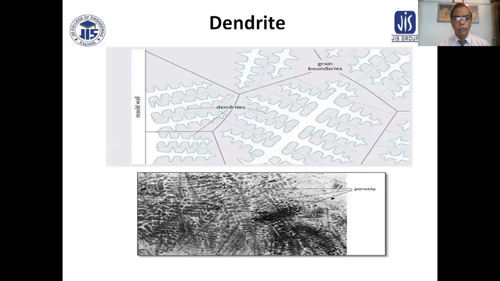This is the dendrite, and these are the dendrite grain boundaries. There is some carbide formation and precipitation. This is porosity.